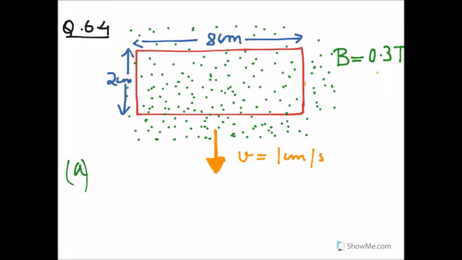Question number 6.4 says there is a rectangular loop of sides 8 cm and 2 cm which is kept in a magnetic field of strength 0.3 Tesla, which is normal to the plane of the loop, and this loop is now being pulled out with a velocity of 1 cm per second. So what would be the EMF induced in the loop? Part A says that it is being pulled out in a direction normal to the longer side of the loop.